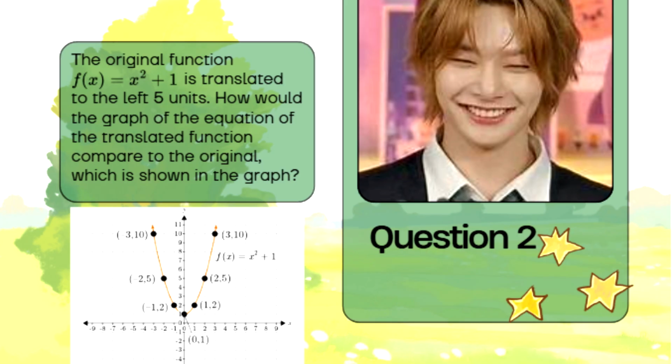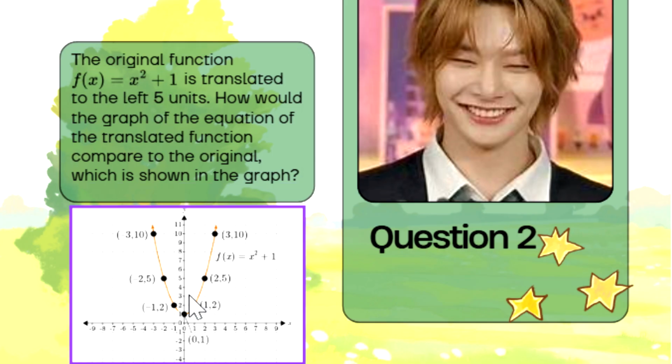The original function f of x is equal to x squared plus 1 is translated to the left 5 units. How would the graph of the equation of the translated function compare to the original, which is shown in the graph? So this is this formula right here. They want to know if we shift this left 5 units, what's going to change? How is it going to change? What's it going to look like?